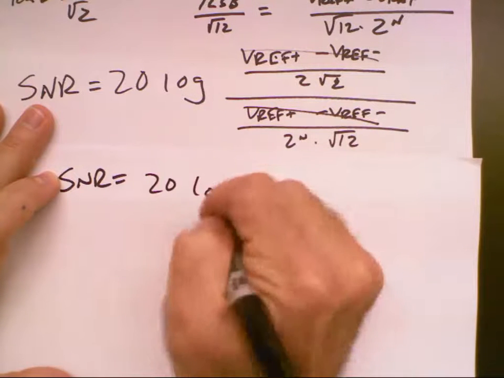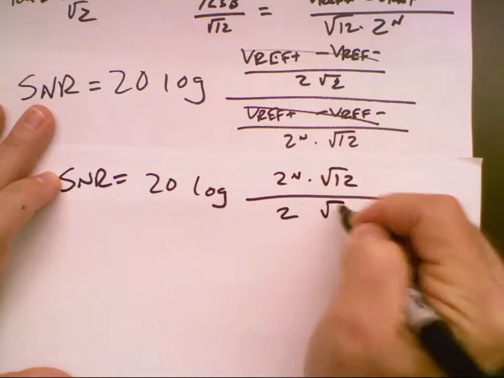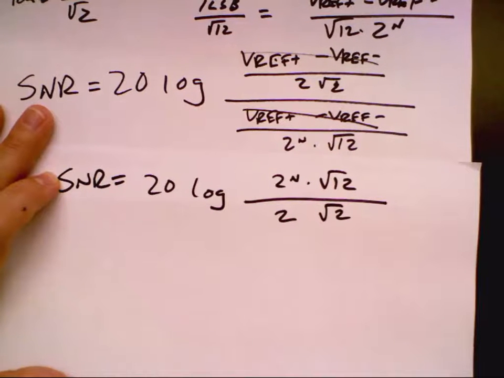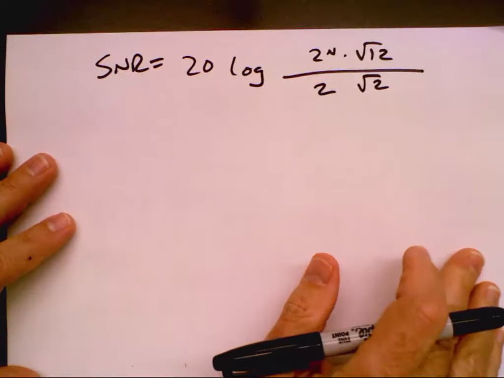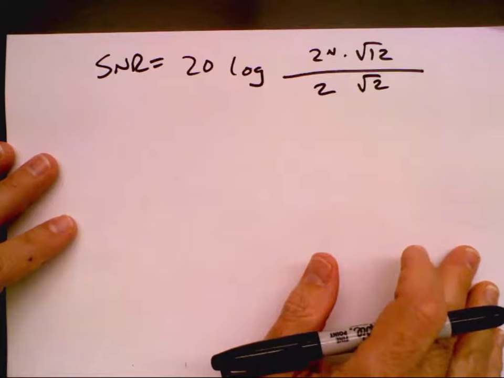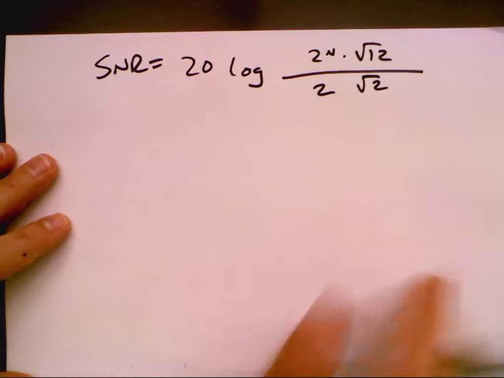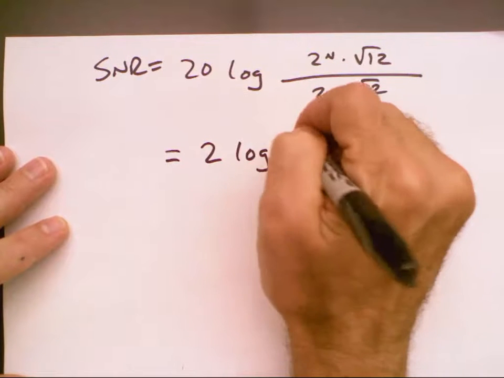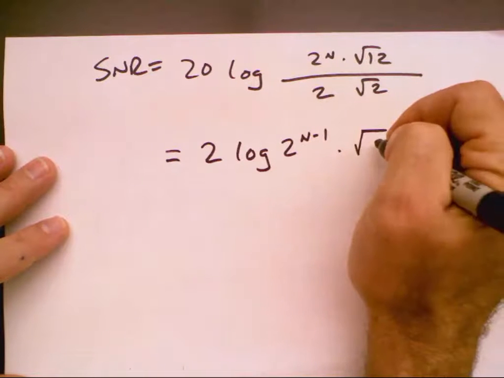20 log of 2 to the n times the square root of 12 all over 2 times square root of 2. Any questions? Alright, so let's simplify that. Wait, before I do that, let me make sure I got the same thing in the book. It's 2 to the n square root of 2. Oh, I did. Okay. So then I'll write a little bit longer here. So this would be 2 to the n minus 1 times the square root of 6.